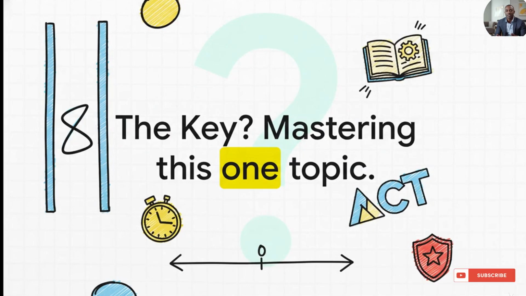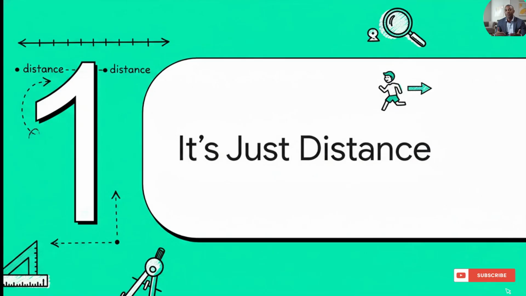So, what is this magic topic? It's absolute value. And I promise, by the time we're done here, you won't just get it. You'll have this rock-solid, repeatable strategy to crush any absolute value question the ACT can dream up. Okay, let's get right into it.